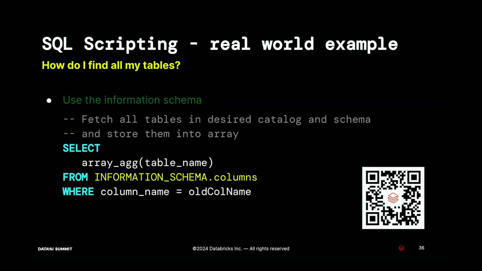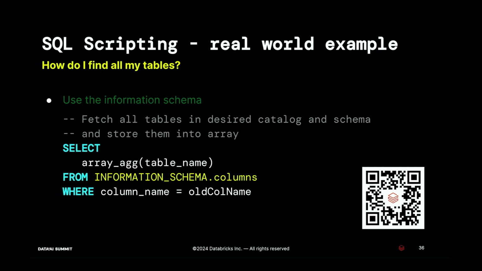What is the first thing that you need to do? First, you need to figure out which tables you need to alter. For this, we do a simple select query over information schema columns with a predicate on column name, and we will store the results in an array. All the table names, we will store them in an array.